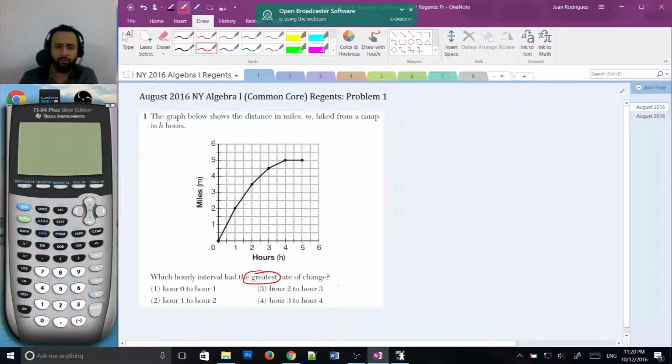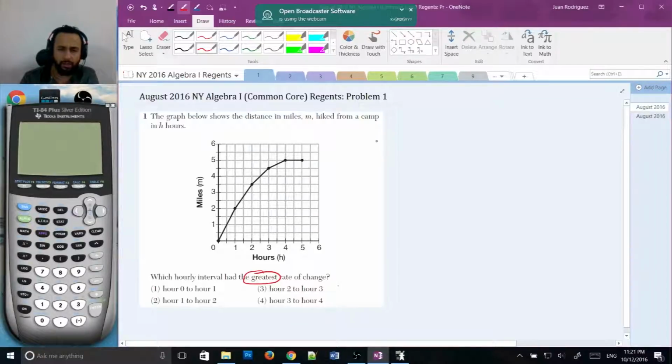Okay, so before I teach you exactly how to do it, I remember that rate of change means how quickly a function is changing. So if I look at the graph from hour 0 to hour 1, in the beginning of the graph, that looks like the greatest rate of change. That looks like it's changing the quickest, and later on, it's changing very slowly. So I'm going to guess the beginning is going to be the greatest rate of change. Hour 0 to hour 1 seems to be the answer.